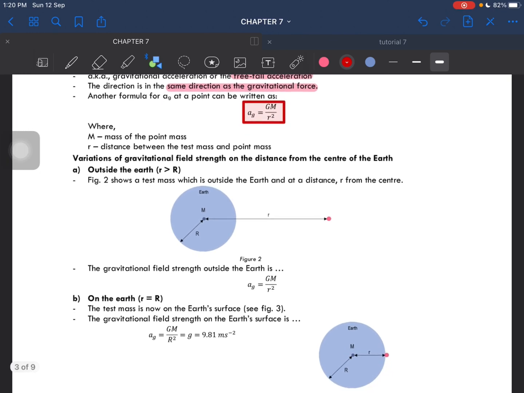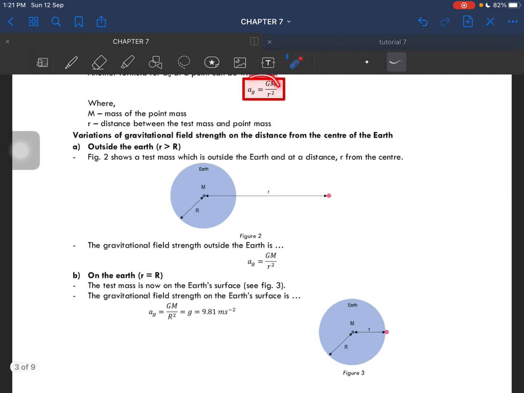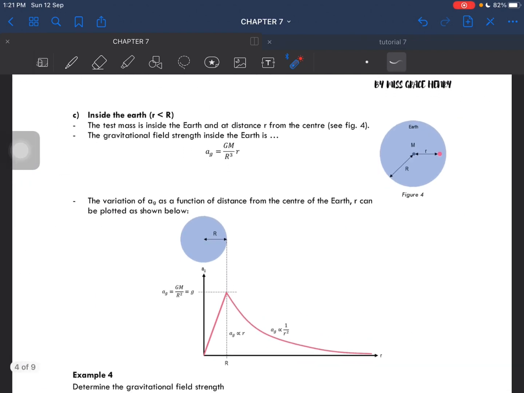Now you have to focus on the variation of gravitational field strength with the distance from the center of the Earth. For outside the Earth, where the distance between the test mass and the point mass is greater than the radius of the Earth, you will continue using this formula here. If it is on the Earth, where r is equal to the radius of the Earth, we will get the gravitational acceleration to be equal to 9.81. So this is the acceleration when the distance between the two masses is equal to the radius of the Earth. Then, if it's inside the Earth, you will be using this formula here.